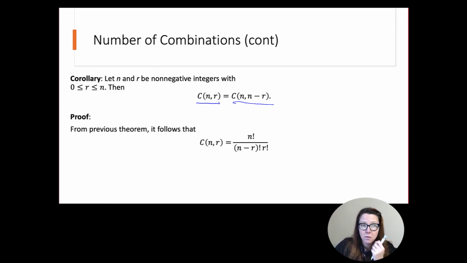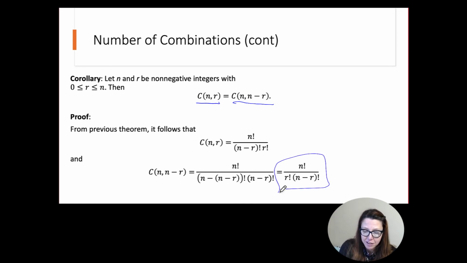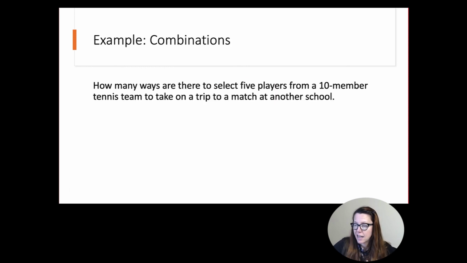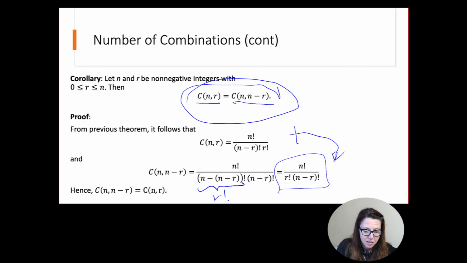From the previous theorem, we knew that this was the value for C(N,R), and we can stick the other pieces in, and you'll see that you end up with the same value. And so you can play with it. And this becomes N minus R factorial times R factorial. And so these are clearly the same, and so these two are equal. Okay, so that is a fun fact. And actually, there's the wrap up. I think it's always important to conclude your proof. So hence, there we go.